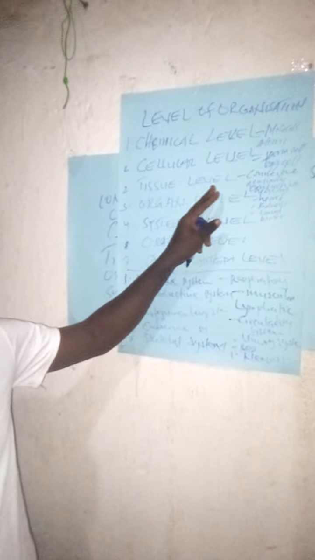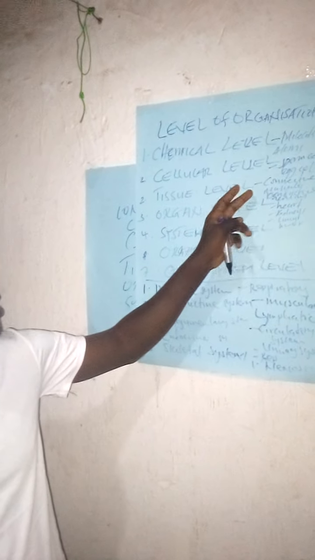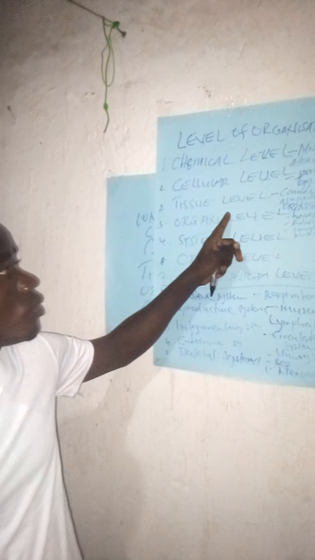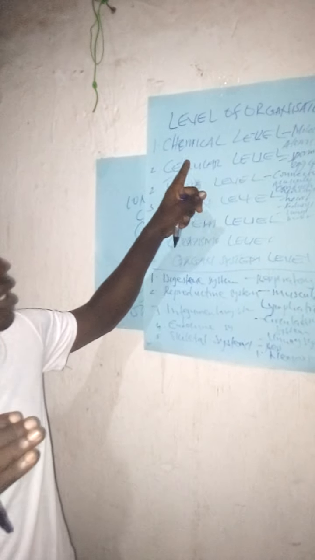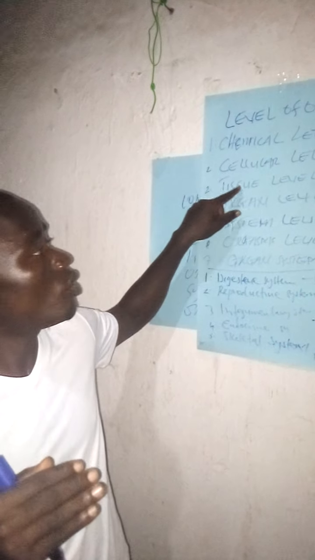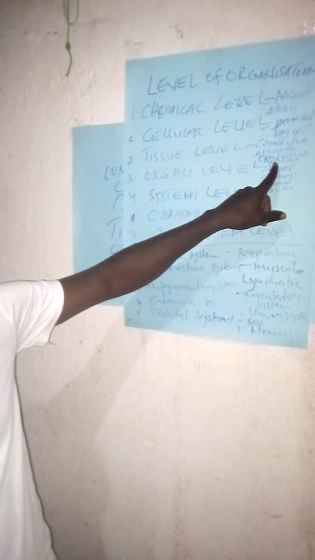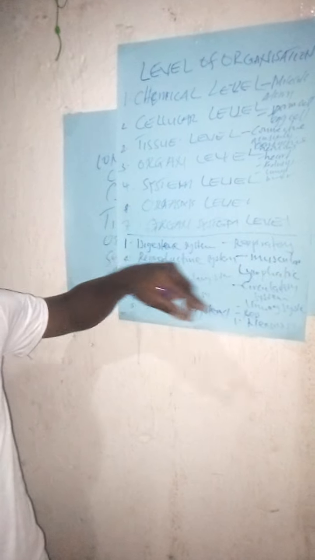We have what we call the tissue level. Under the tissue level, cells come together to form tissue, because it is from the cell that we have the tissue. For instance, we have connective tissue, muscular tissue, conductive tissue, and nervous tissue. These are some of the tissues that we have.